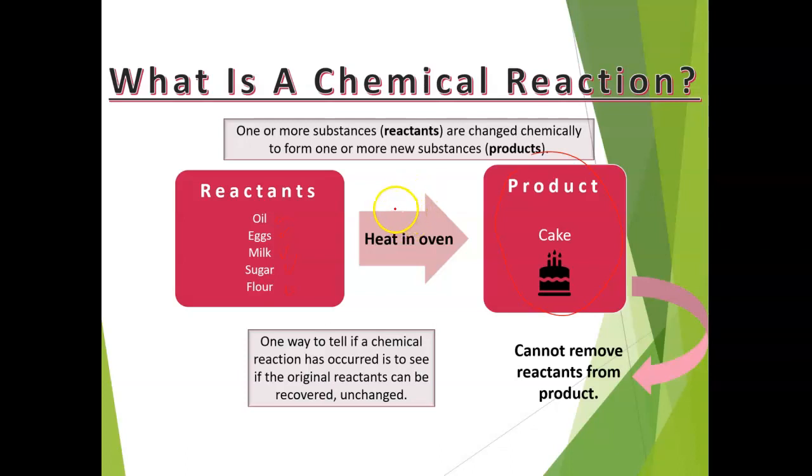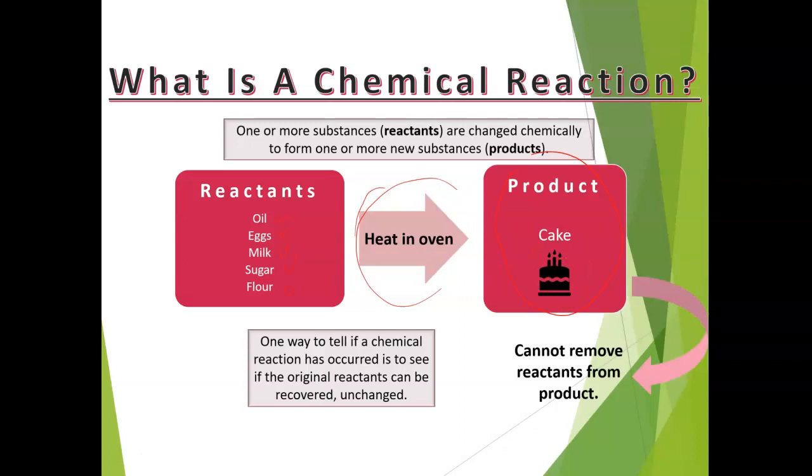And we know that it undergoes a chemical reaction when we mix all of those things together in specific amounts, right? 1 teaspoon of oil, 3 eggs, 1 cup of milk. When we heat it in an oven, it changes into a product that is completely different than each of the individual reactants, right? In the cake, you can't separate out the eggs from the cake. You can't separate the sugar from the cake. So we know that a reaction has occurred.